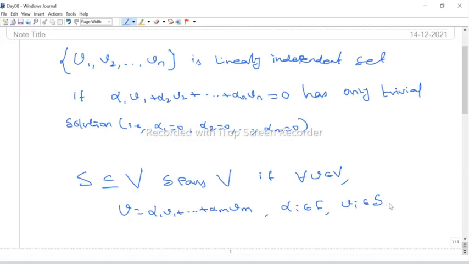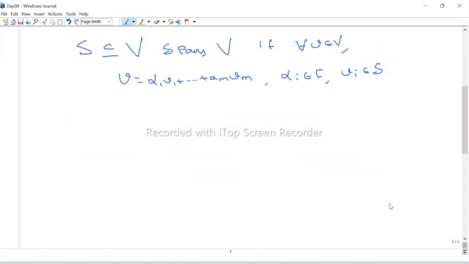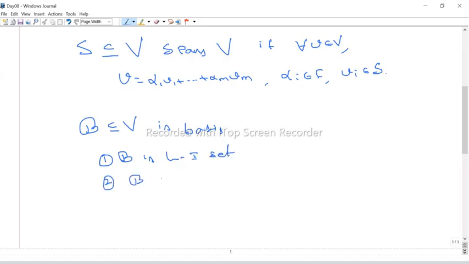Next we define what a basis is. Let script B be a subset of a vector space V. When we say a subset is a basis, first, it should be linearly independent, so this collection B is a linearly independent set. And the second condition is that B spans the entire space V. If this is true, then we say the collection is a basis.